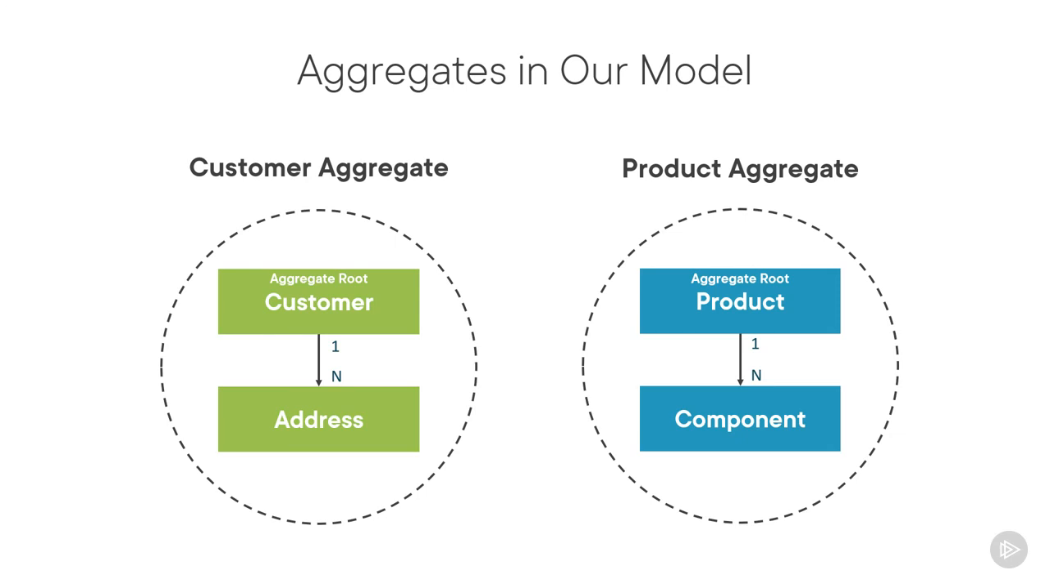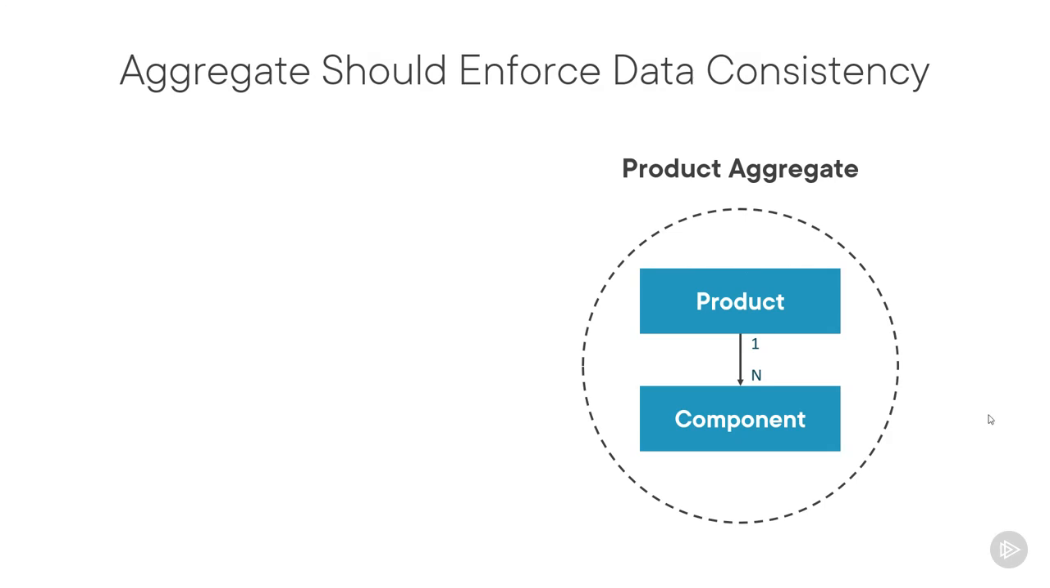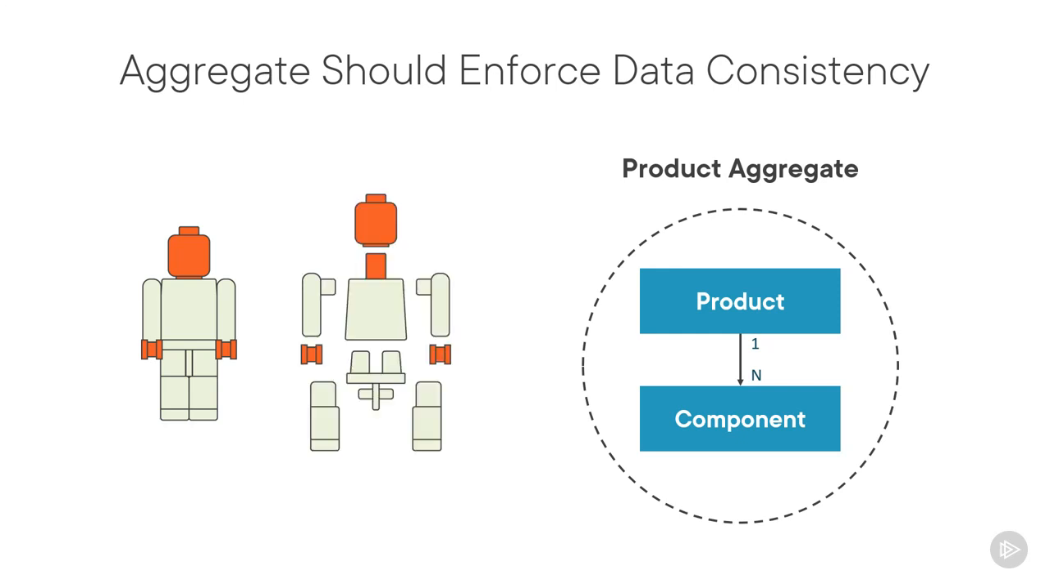And it's possible to have an aggregate that consists of just one object, in which case that object would still be the aggregate root. In some cases, the aggregate may have rules that enforce data consistency that apply across multiple objects. For instance, maybe our product consists of a collection of components, but in order to be in a valid state, it needs to have a specific set of such components. As an example, if the product is a Lego minifig, the collection of parts won't be a valid product unless it includes a head, an upper torso, a lower torso, 2 arms, 2 hands, and 2 legs.